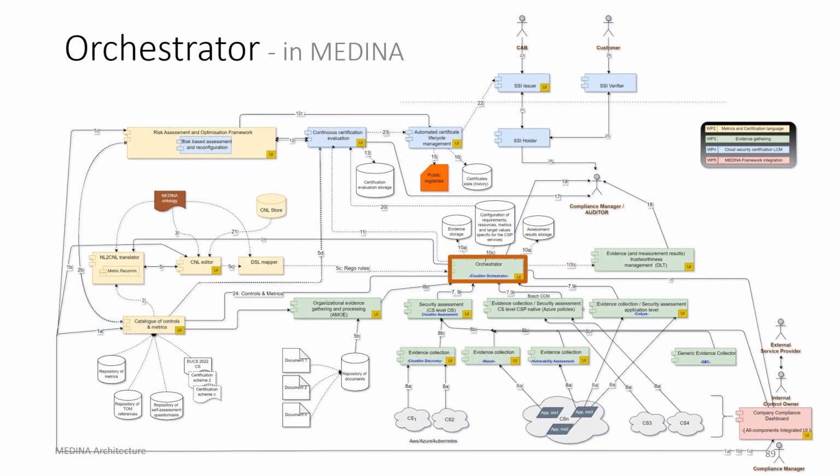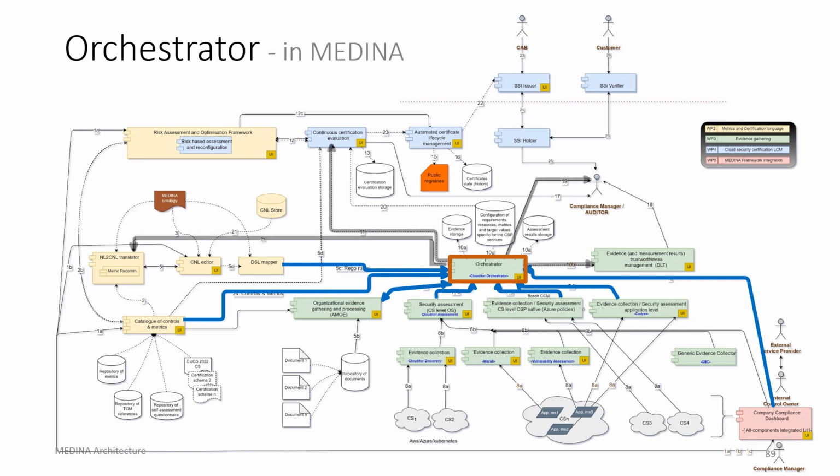This diagram shows the orchestrator fitting in MEDINA. Inputs are the metrics from Catalogue, Rego rules from DSL Mapper, assessment results from assessment tools, and certificate information from Lifecycle Manager. The outputs are assessment results that are simply forwarded to CCE and RAOF, and transformed to hashes and sent to the Trustworthiness System.